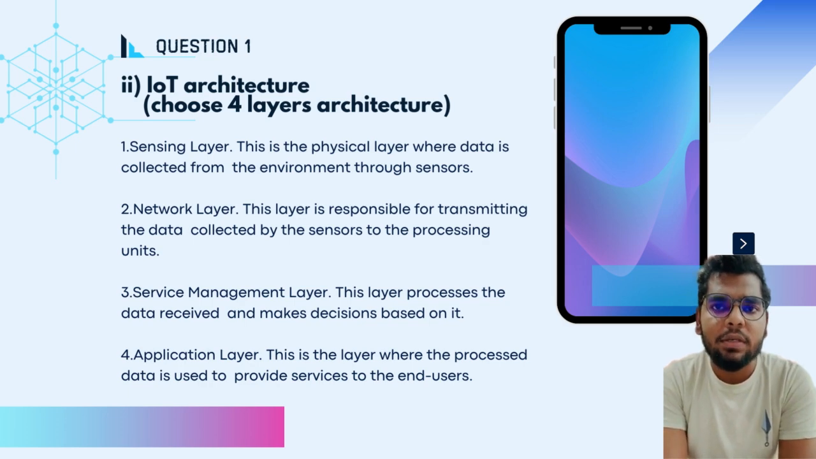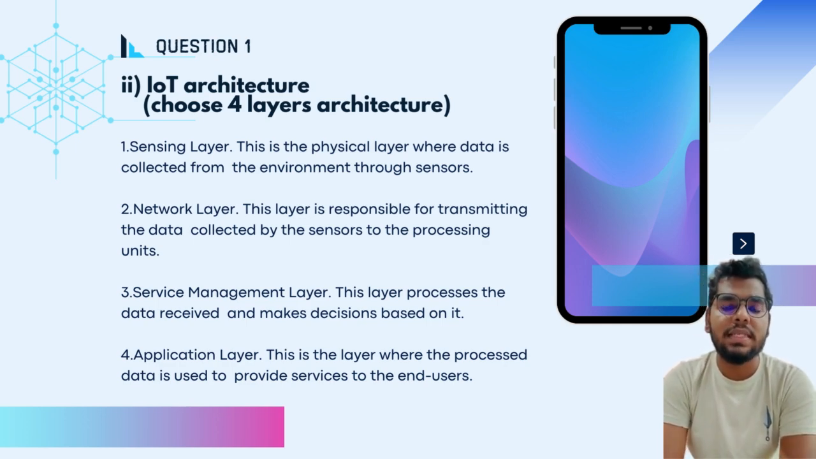So the second is the network layer. This layer is responsible for transmitting the data collected by the sensors to the processing unit. It uses various communication protocols such as Wi-Fi, Bluetooth, and cellular networks to ensure the data reaches its destination securely and efficiently. The third is the service management layer. In this layer, the data received from the network layer is processed by analysis. It involves data management, analysis, and decision making based on the insights gathered. This is where data gets transformed into more useful information.